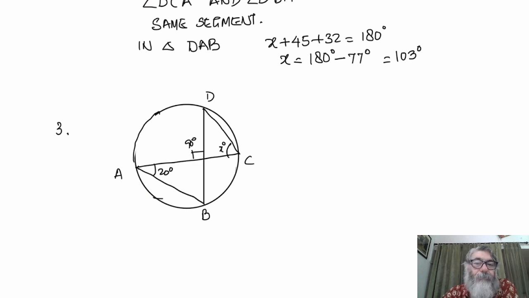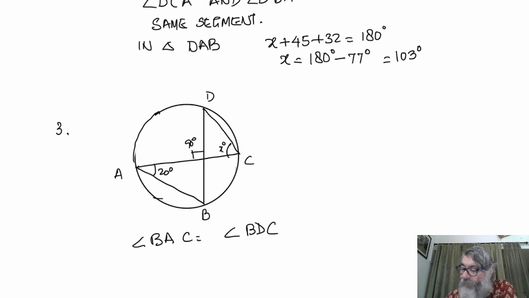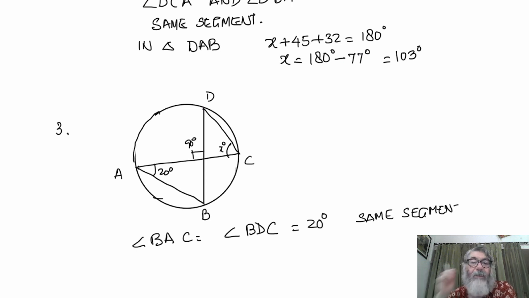Now again, angles in the same segment. Angle BAC is equal to angle BDC, which is equal to 20. Same segment. I'm not writing the complete thing, I'm just writing same segment. That means angles in the same segment of a circle are equal.